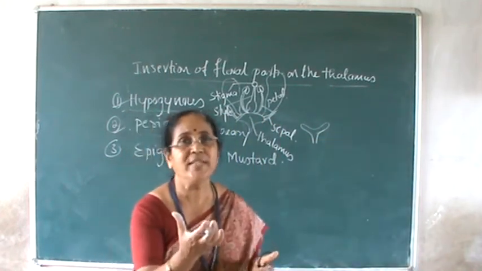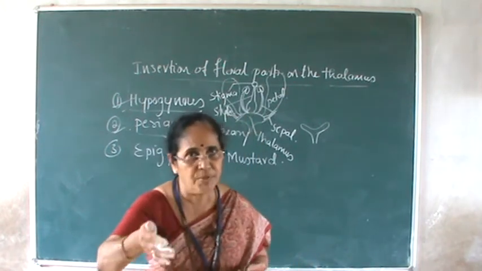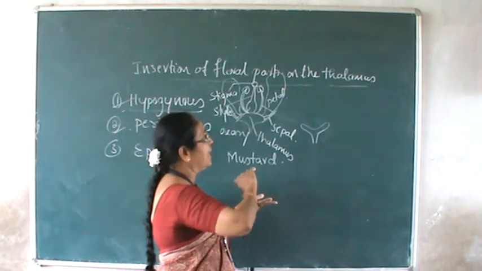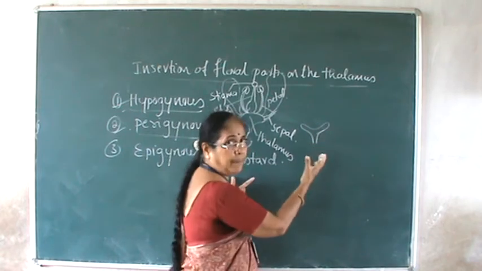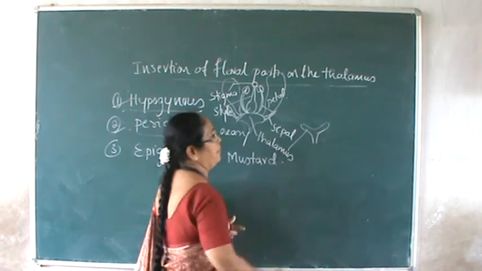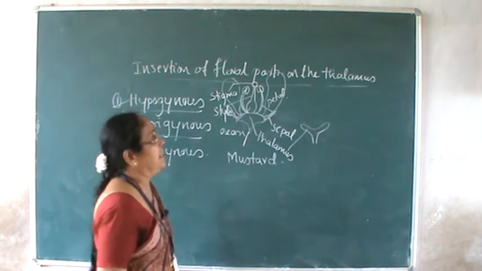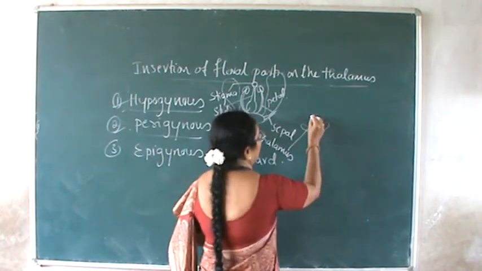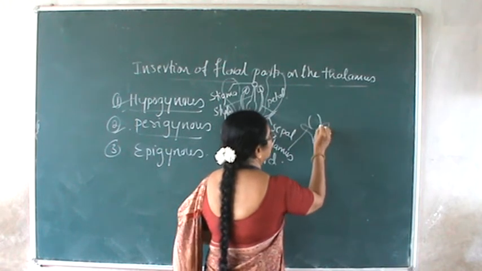Okay, now the thalamus changes its shape. Instead of becoming a dome-shaped structure, a convex disc-like structure, it has become a shallow cup, a slight depression in the center. Now this is the thalamus. Okay, on this thalamus, now the different floral parts. Let me draw the ovary first.